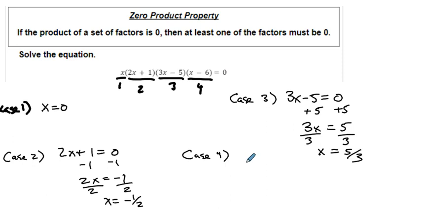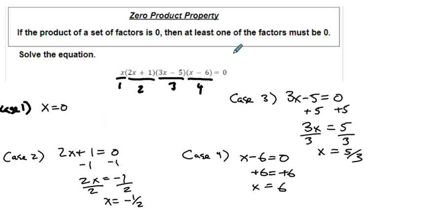This last one is x minus 6. This is probably the easiest of these last 3. You just add 6 to both sides because you want to get x by itself. And when you do that, you get x is equal to 6. Okay, and that's it. In this case, we have 4 distinct solutions.